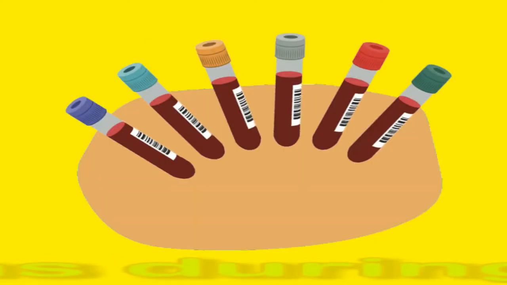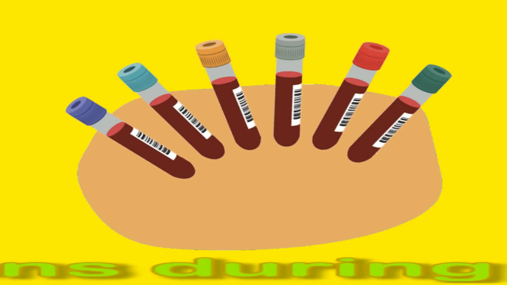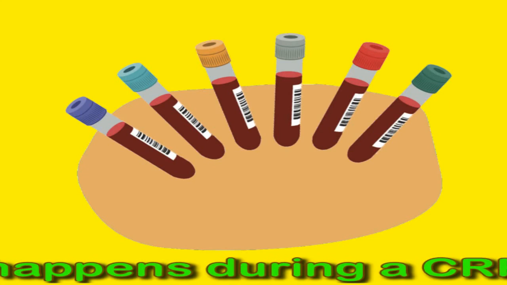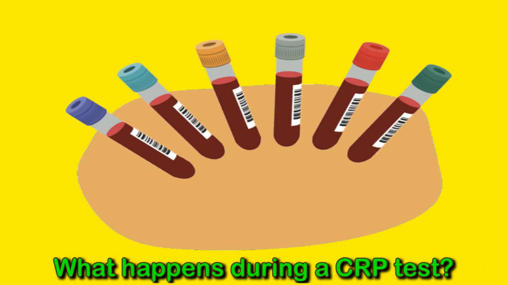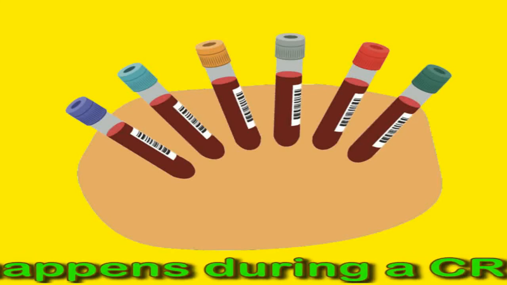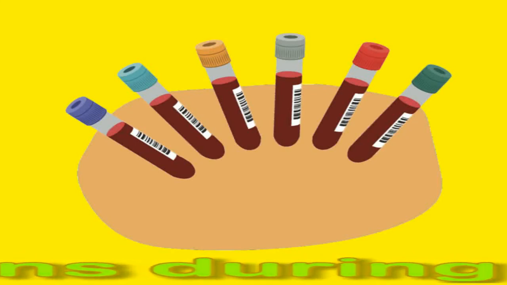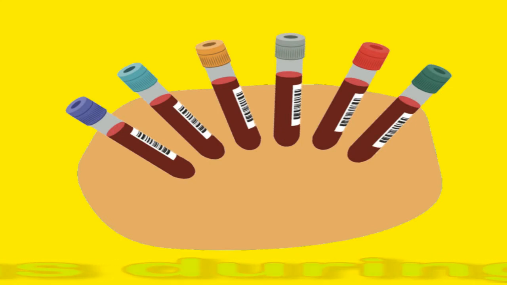What happens during a CRP test? A healthcare professional will take a blood sample from a vein in your arm using a small needle. After the needle is inserted, a small amount of blood will be collected into a test tube or vial. You may feel a little sting when the needle goes in or out. This process usually takes less than 5 minutes.